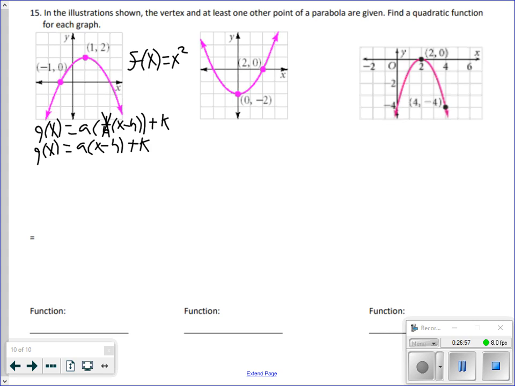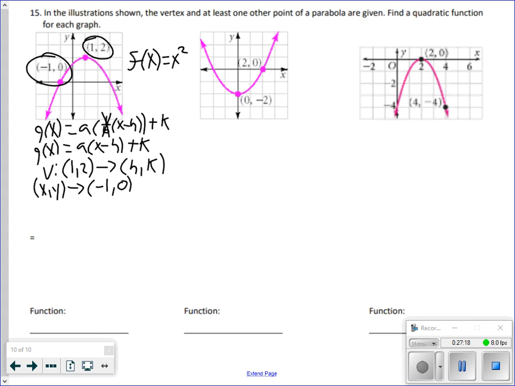All right, so our vertex right here, our vertex is negative 1, 0. That gives us our hk point. Right. Remember, the vertex is always hk. It is negative 1, 0 right there. That's going to give us our xy points. So our xy is negative 1, 0. So we have an h, k, x, and y. We're going to plug all of these into our g of x to get our equation.